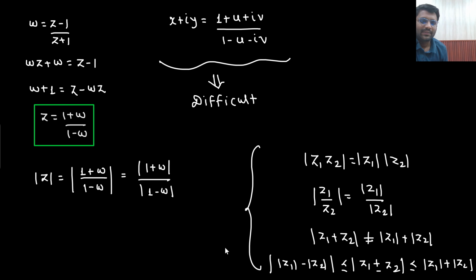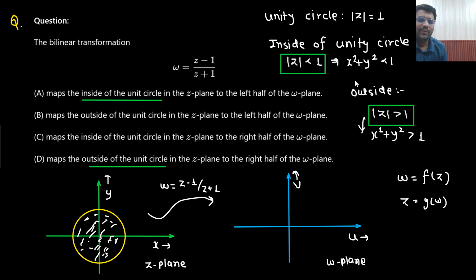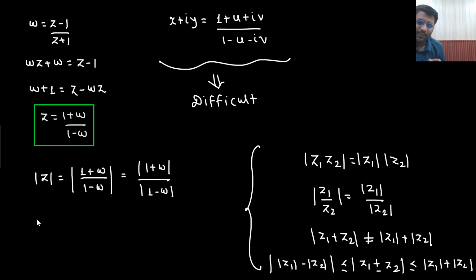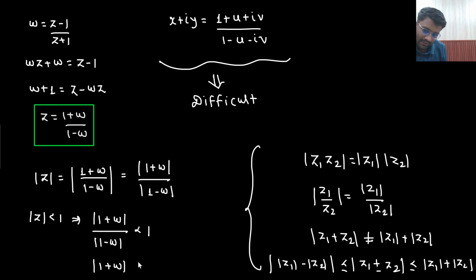Let's get back to the concept. So what we need to do, we need to talk about mode of Z less than 1. Let's first talk about mode of Z less than 1. So what is the meaning of mode of Z less than 1? That would be magnitude of 1 plus omega divided by magnitude of 1 minus omega less than 1. Sir, it is a positive value. This is also a positive value, so I can take this side. So what I am getting? Magnitude of 1 plus omega is less than magnitude of 1 minus omega.